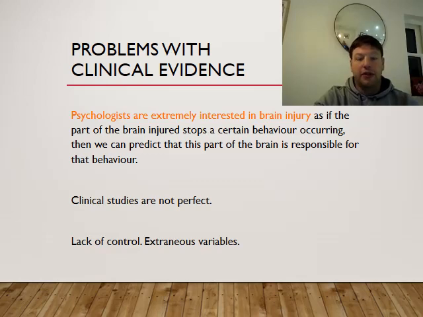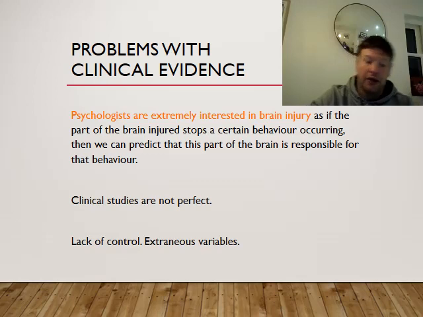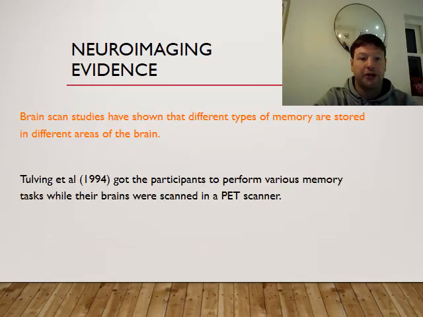Just to go on to this, the problems with clinical evidence. If you're writing this as an essay, you could write this paragraph straight after and just say, however, clinical evidence does have problems. Psychologists are extremely interested in brain injury, as if the part of the brain injured stops a certain behaviour occurring, we can predict that this part of the brain is responsible for that behaviour. Clinical studies are not perfect. They lack control. They don't control extraneous variables. So every case study is completely different. People have eaten something different, they've got a different life, so it's very hard to generalise to the wider population.